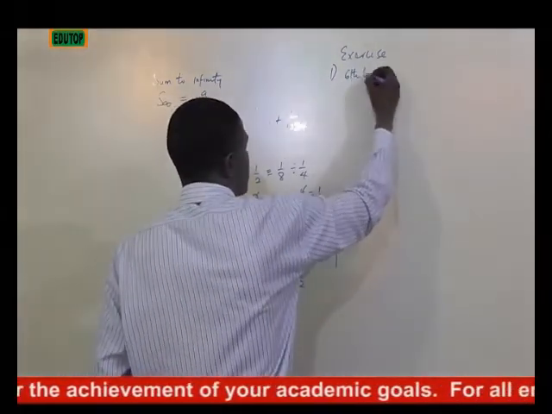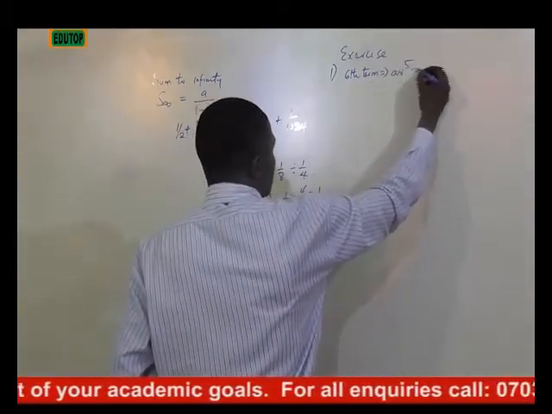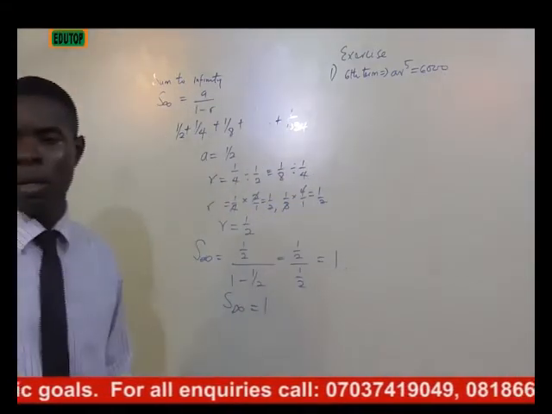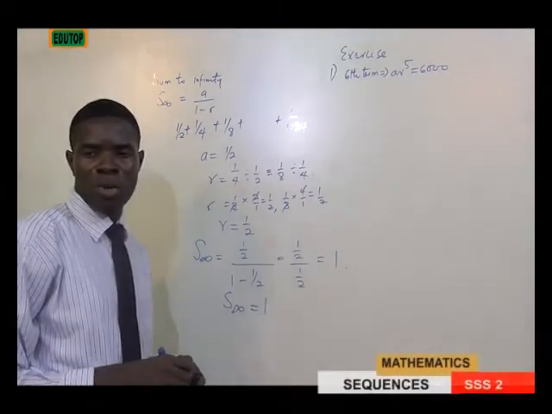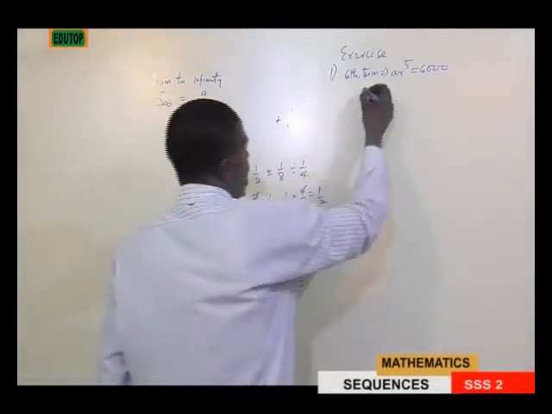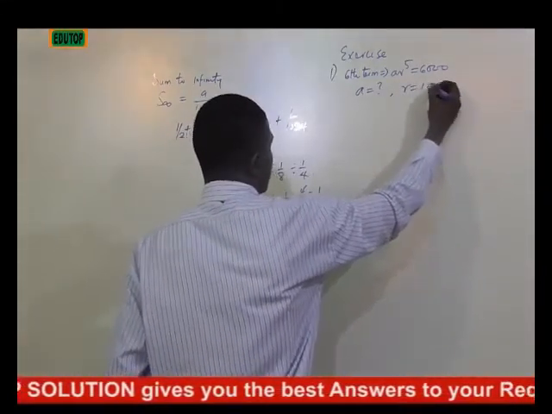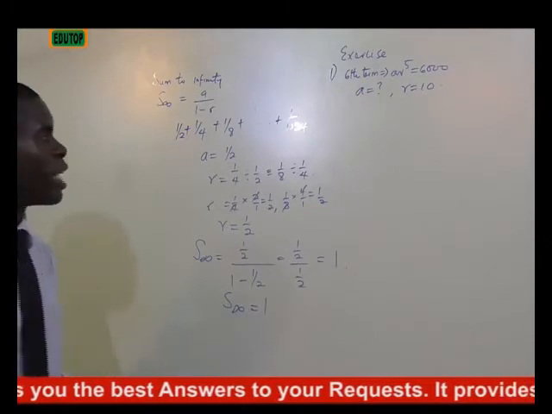The term, which will be AR raised to power 5, is 2000. Find its first term if the common ratio is 10. We have to look for the first term when the common ratio is 10.